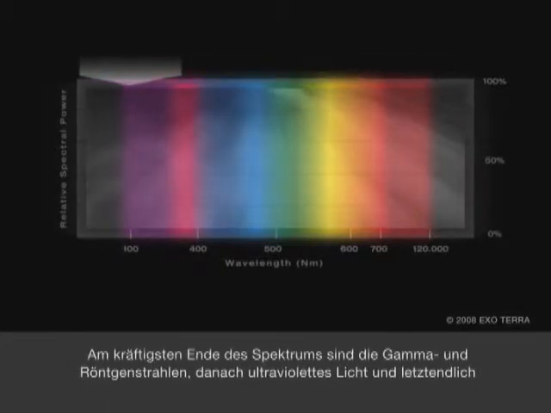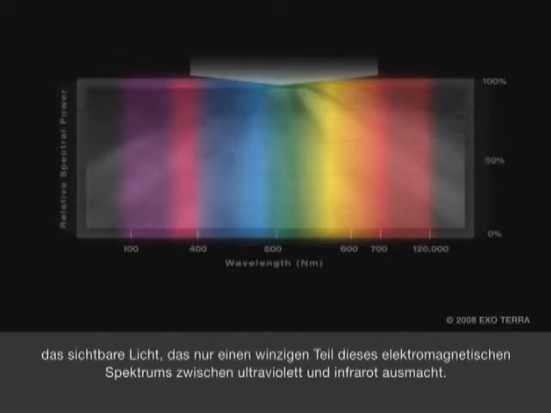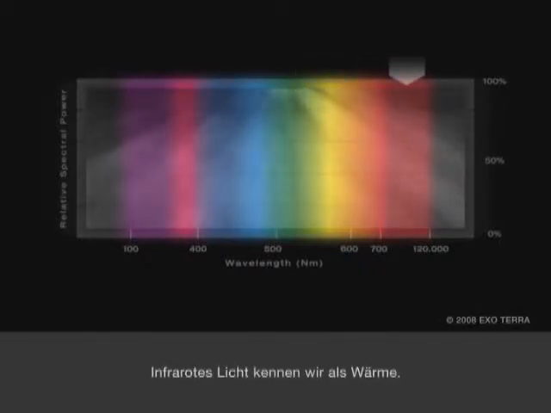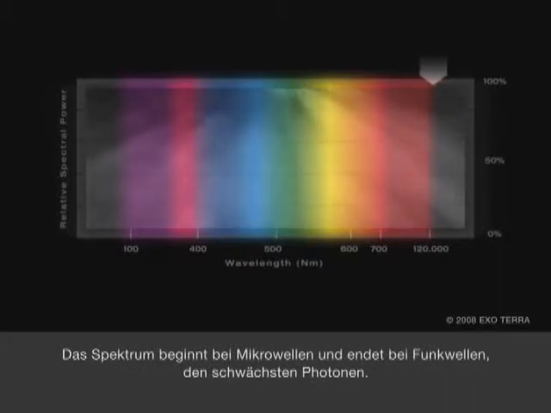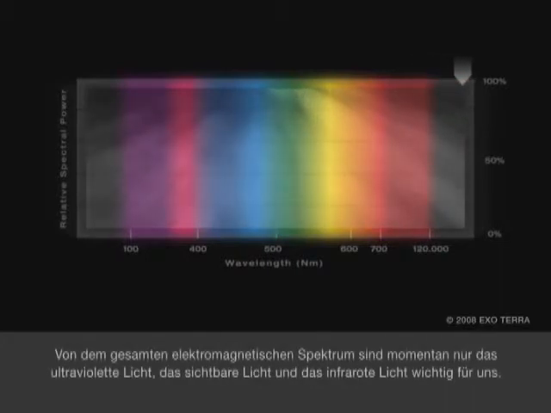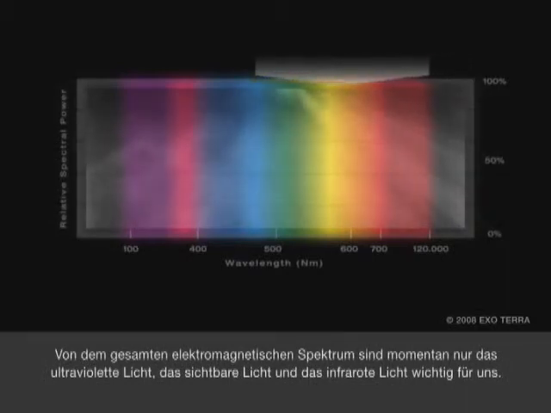At the most powerful end of the spectrum are the gamma rays, followed by the X-rays, then ultraviolet light, and then visible light, which takes up only a tiny fraction of the electromagnetic spectrum and is sandwiched between ultraviolet and infrared light. Infrared light is familiar to us as heat. The spectrum continues as microwaves and ends in radio waves, the least powerful photons. Of the entire electromagnetic spectrum, only ultraviolet light, visible light, and infrared light are important to us at this time.